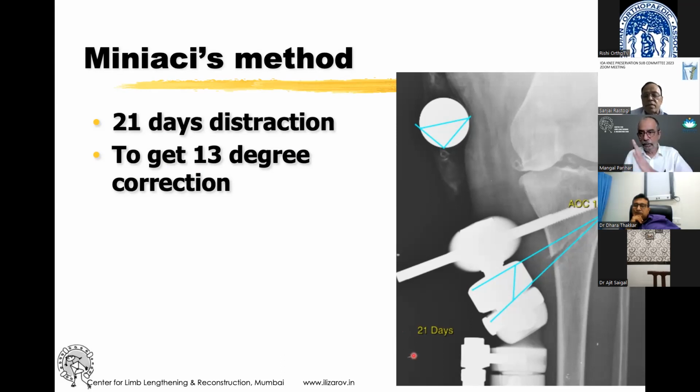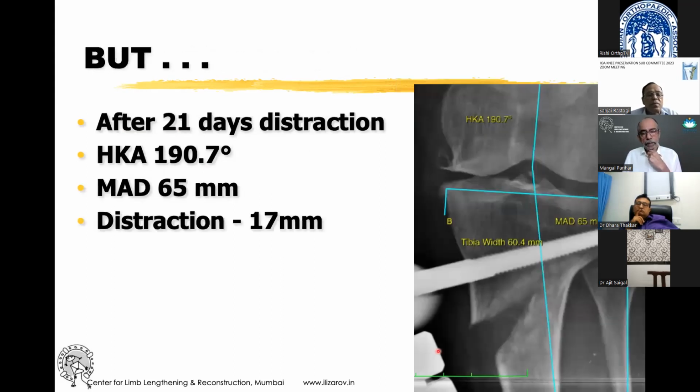And of course, you know that the further away you are from the place that is being corrected, you need more distraction to get the same amount of angle. Meaning if my fixator was over here, I would need even more days of distraction. But after 21 days of distraction, when the patient comes back and we do a full length X-ray, we find in this patient that the HKA is not 183 or 185 as we planned, but it's almost 190. And the mechanical axis deviation is 65. It's way onto the lateral side.